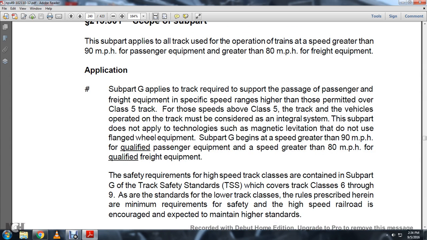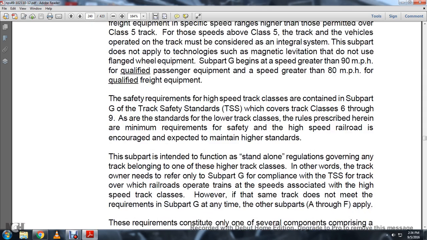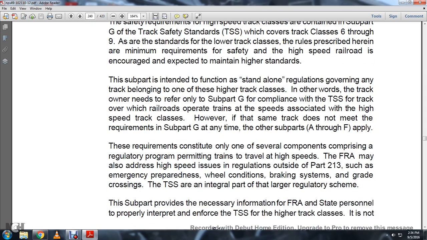The safety requirements for the high-speed track classes are contained in Subpart G of the track safety standards, which covers track classes 6 through 9, as the standards for the lower classes of track. The rules prescribed herein are minimum requirements for safety, and high-speed rail operators are encouraged and expected to maintain higher standards.